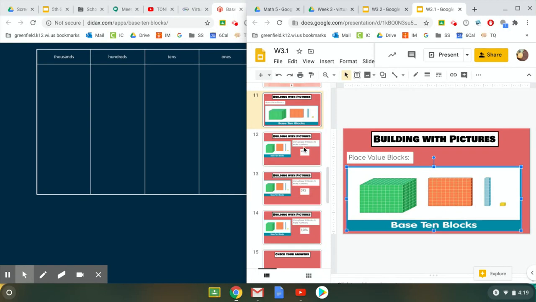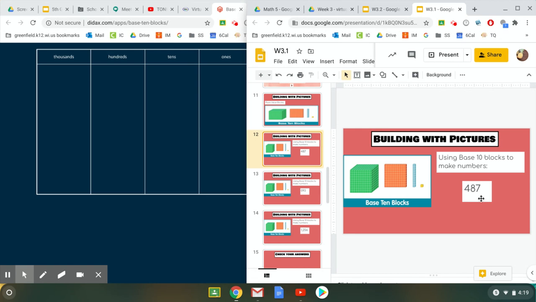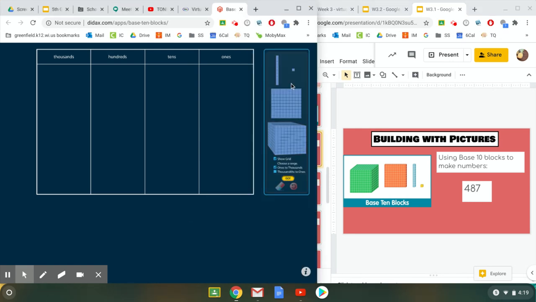So these should be in your notes, and you're just going to check to see if you have the same picture that I do. We are going to start by making the number 487. Using this website, I'm going to draw them, but you should draw them in your notebook. Remember, it doesn't matter if they are pretty looking, as long as you can differentiate between what a 100 and a 1,000 looks like and a 10 and a 1.